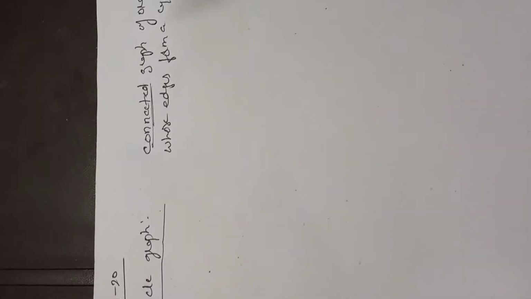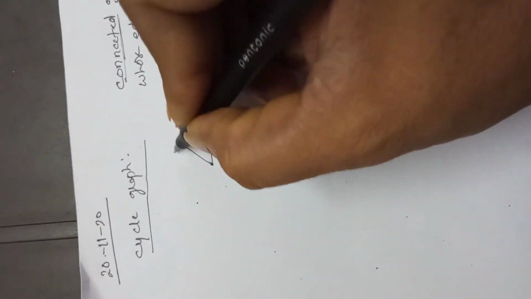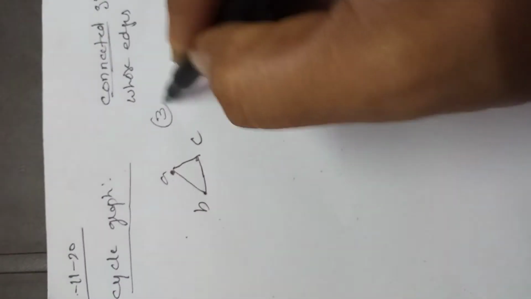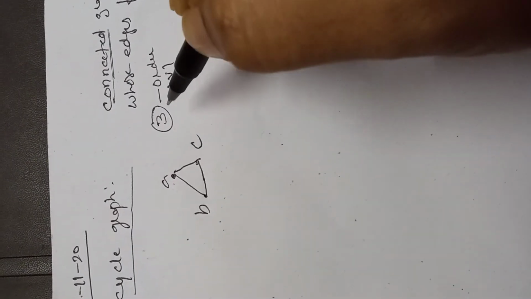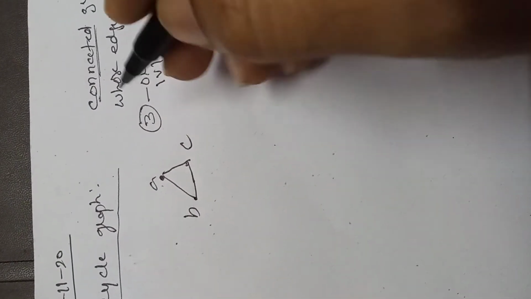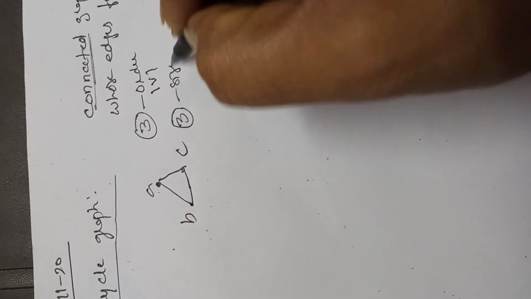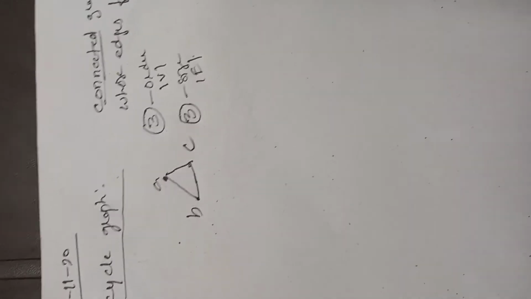The cycle graph definition: a connected graph is said to be a cycle graph if its edges form a cycle of length n. For example, A, B, C. How many vertices are there here? 3 vertices. Therefore, the order of the graph is equal to 3. The number of edges in the graph is also 3. The number of vertices is called the order. The number of edges in a graph is the size of the graph, denoted by mod E, right?